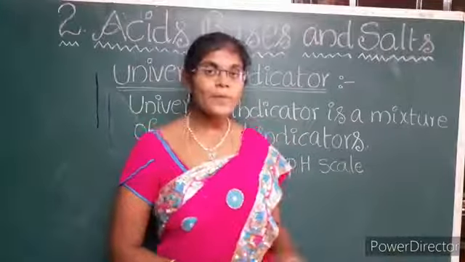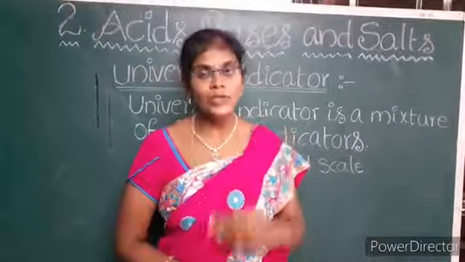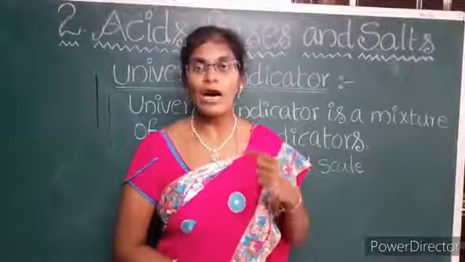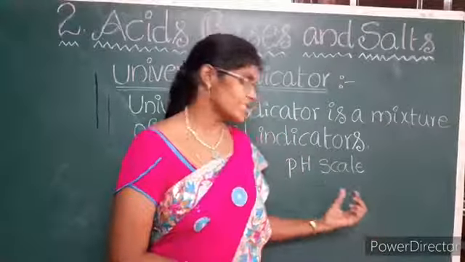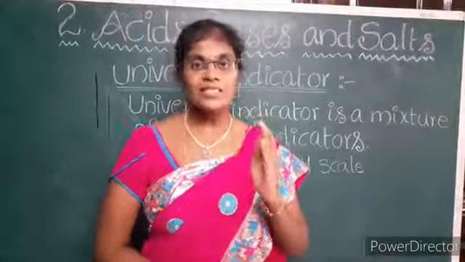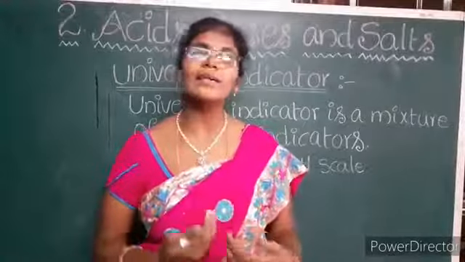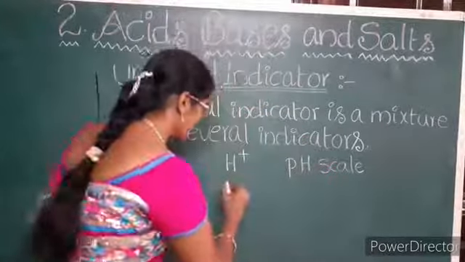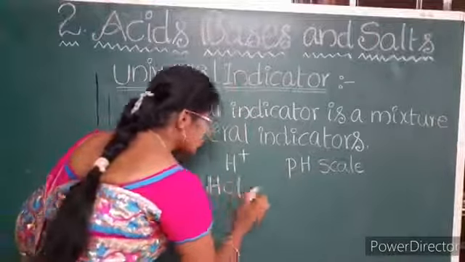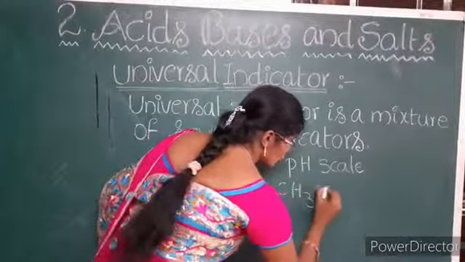Children, what is meant by pH scale? A scale which is used for measuring the concentration of hydrogen ions in a solution is called the pH scale, which means the pH scale is used to measure how acidic or basic a substance is. For example, take hydrochloric acid solution and acetic acid solution.